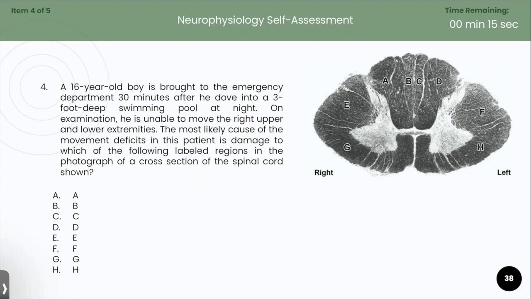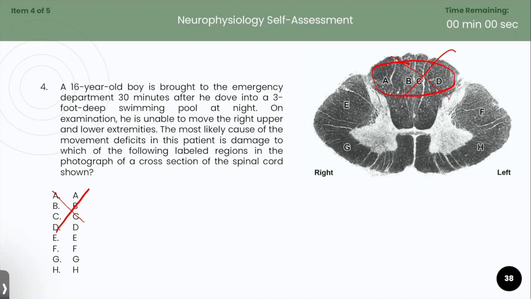And remember I said, whenever we look at these images, we have to know where our 3 main tracts are. So I hope we recognize that this back here is our dorsal columns. So we know we can eliminate these because we know that those are the dorsal columns. And maybe you forgot, or maybe you're unsure about E and G. One of them is probably corticospinal, one of them is probably spinothalamic.